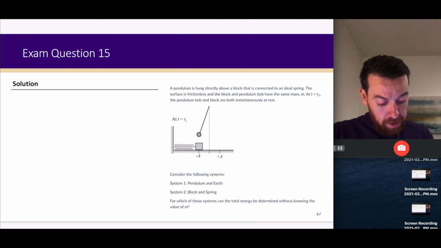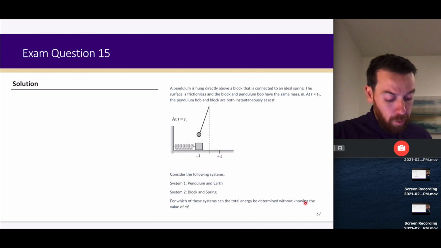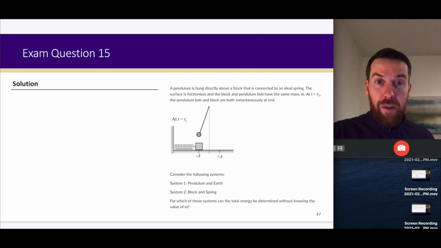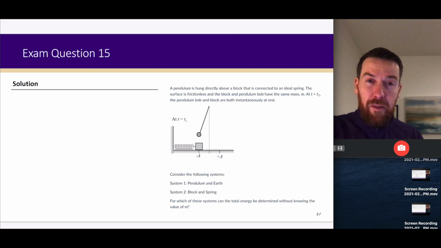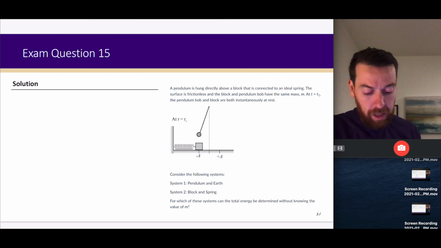So consider the following systems: the pendulum and the earth, and the block and the spring. For which of these systems can the total energy be determined without knowing the value of m? I was trying to get into this idea, but there were a lot of questions in the practice exam talking about how the energy of a block on a spring can be determined by just the initial conditions of the spring, the amplitude and the spring constant, and we don't need to know the mass of the block. So that's the big idea.